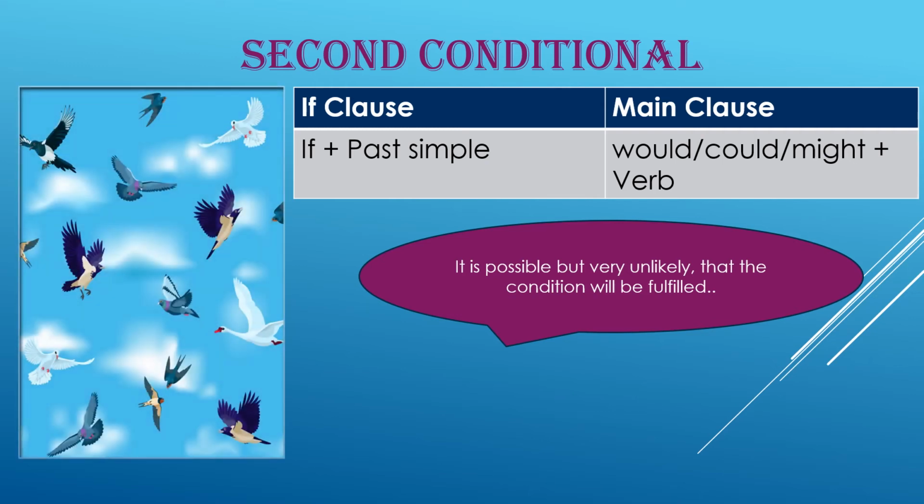Let's have a look at this image. What can you see? Birds. I wish I could fly like a bird. As an example of second conditional sentence, we can say, were I a bird, I would fly. You see, in the first clause, if is not used here, but actually the sentence is an if clause. The sentence could be written in this way also. If I were a bird, I would fly.